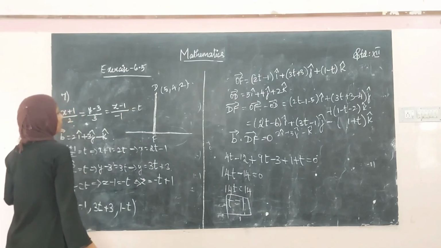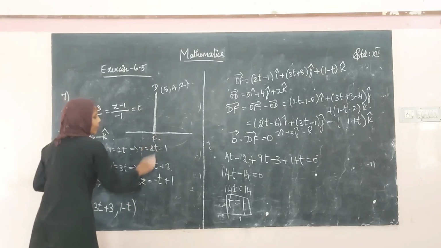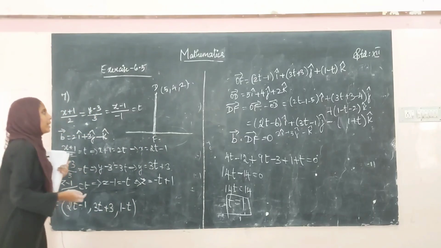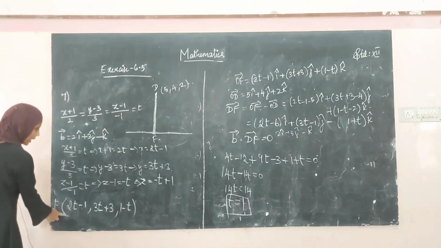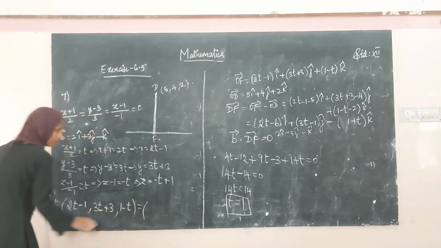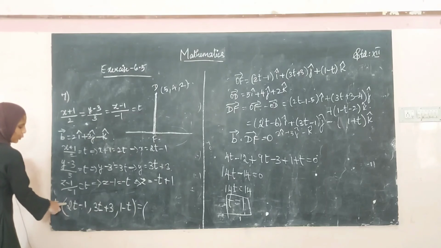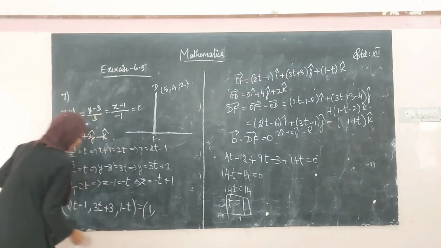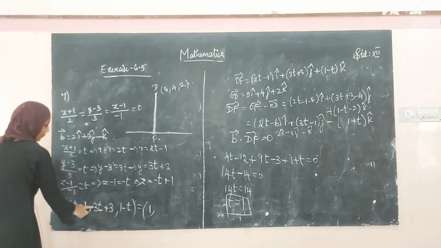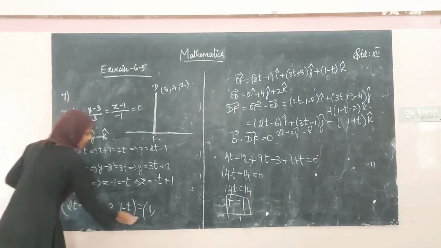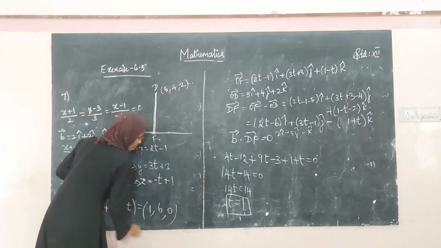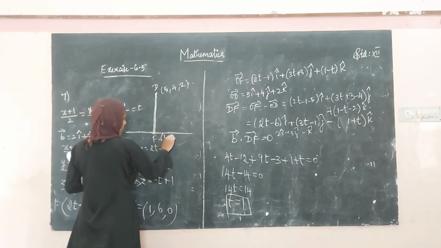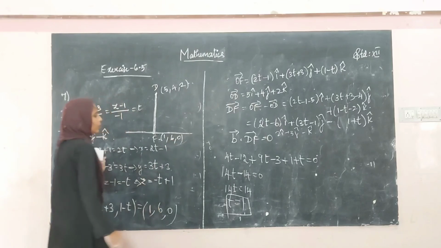Now shall we find the F point? We have to find the F point and we have to find the equation of this line. So we have to find the F point. F point is this, right? Now substitute t as 1. 2 into 1 is 2. 2 minus 1 is 1, comma. Substitute t as 1, so it will be 3 plus 3, it is 6, comma. t as 1, 1 minus 1 is 0. So this is the point. This is (1, 6, 0) is the point.